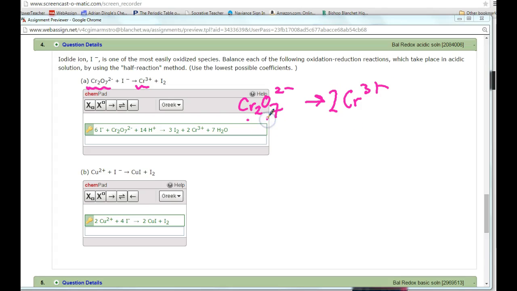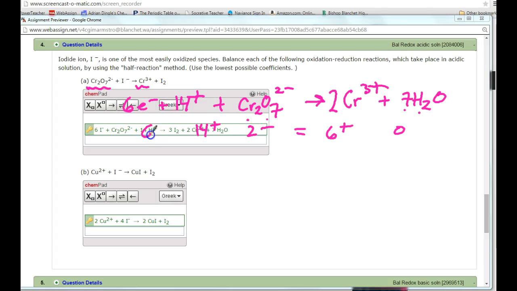Now I see 7 O's, so on this side I'm going to add 7 waters. That just doesn't feel right, does it? So now I have 7 O's, but now I have 14 H's. So on this side, I'm going to add 14 H plus. Now I got to do the charge. That's a 14 plus, that's a 2 minus, that's a 6 plus, and that's a 0. And they have to be equal. So I think I will add 6 electrons.